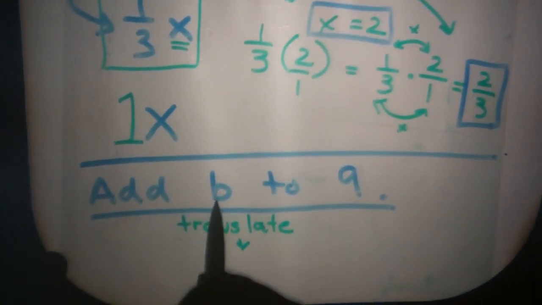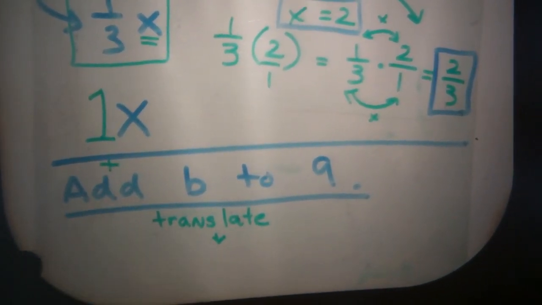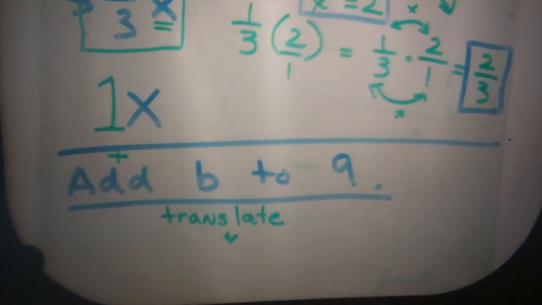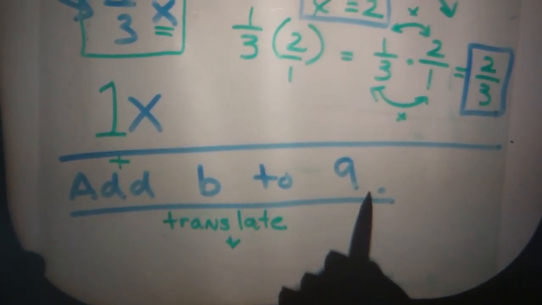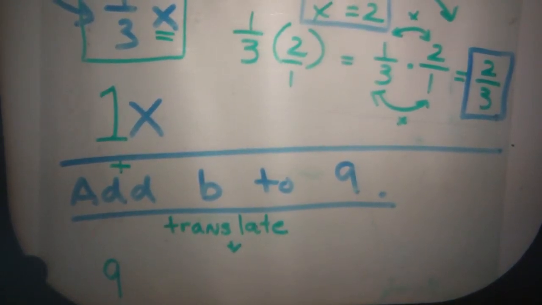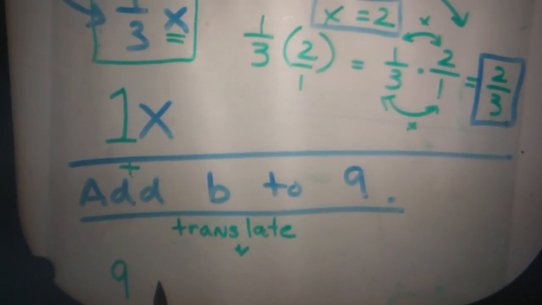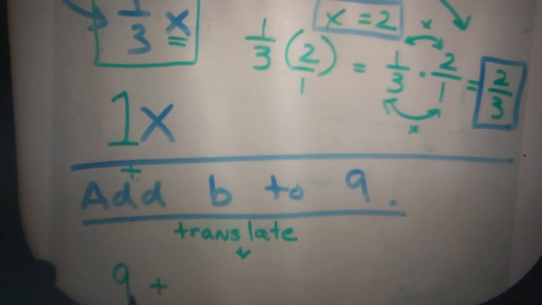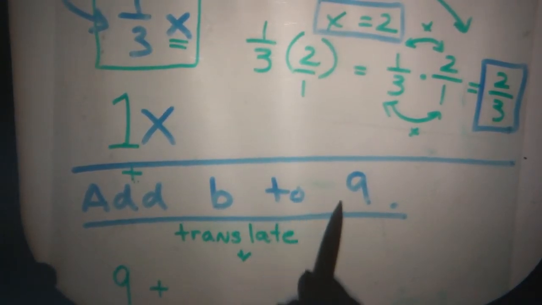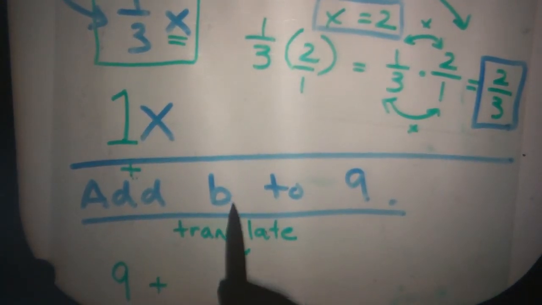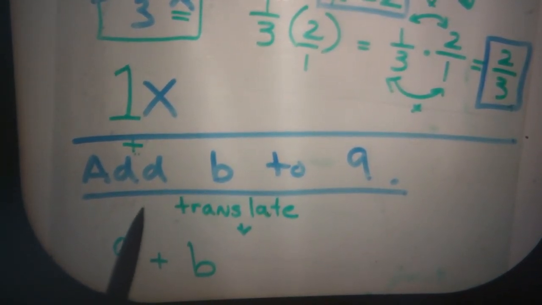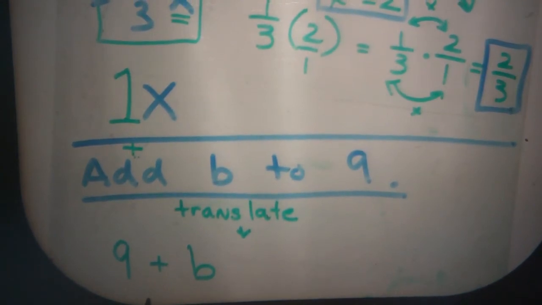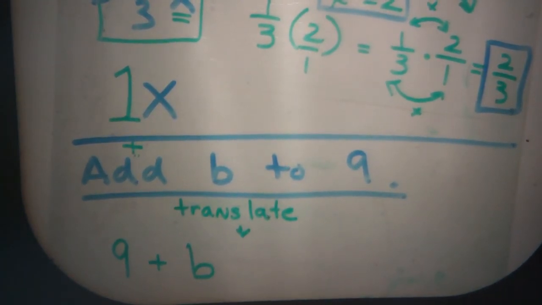So it says add b. So add means, oh, I know I'm going to have an addition symbol there. Add b to 9. Well, it says to 9, I'm adding the b. So I have the 9 here. Here's my addition problem. So I have add b to 9. 9 plus b. There's my algebraic expression. So I translated English into algebraic language. And there you go.